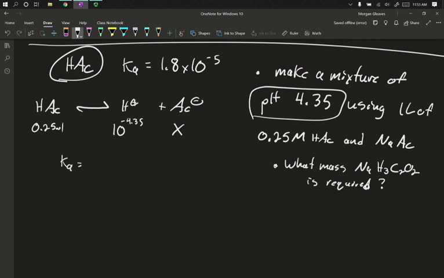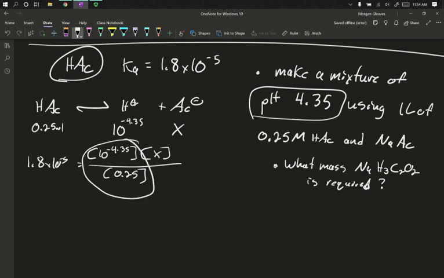Remember, our Ka, our equilibrium constant, is our H+, 10 to the negative 4.35, times some amount of acetate, divided by a known amount of 0.25 moles per liter of the vinegar. Well, Ka is 1.8 times 10 to the minus 5. So if I want these two values, my weak acid and my H+, to be these values, X is what I have to adjust to make this true. X either needs to be large or small. It needs to be some number so that when I combine these, it equals the equilibrium constant.